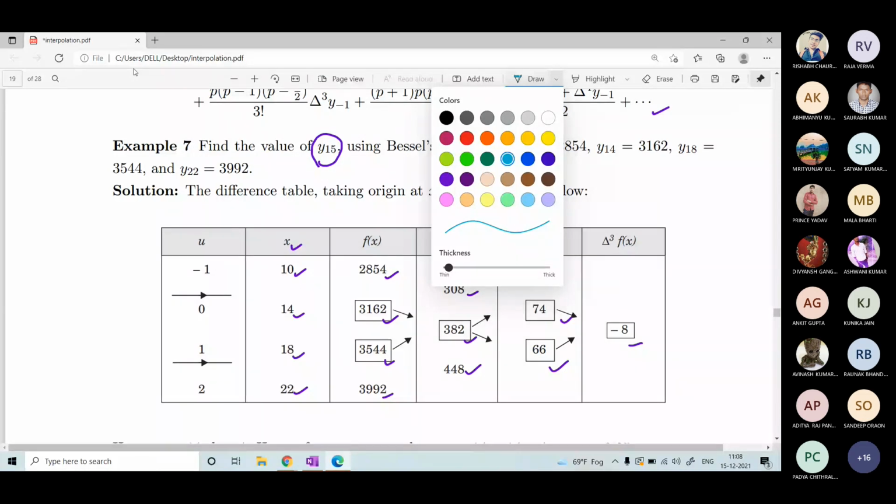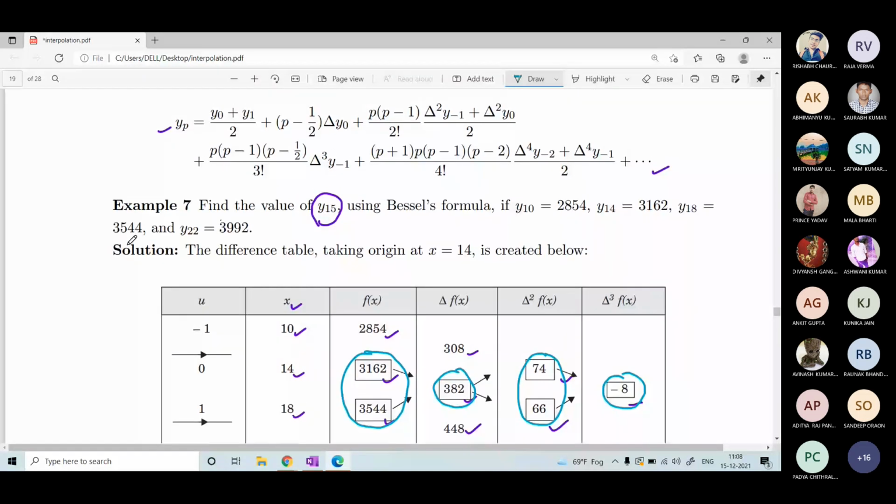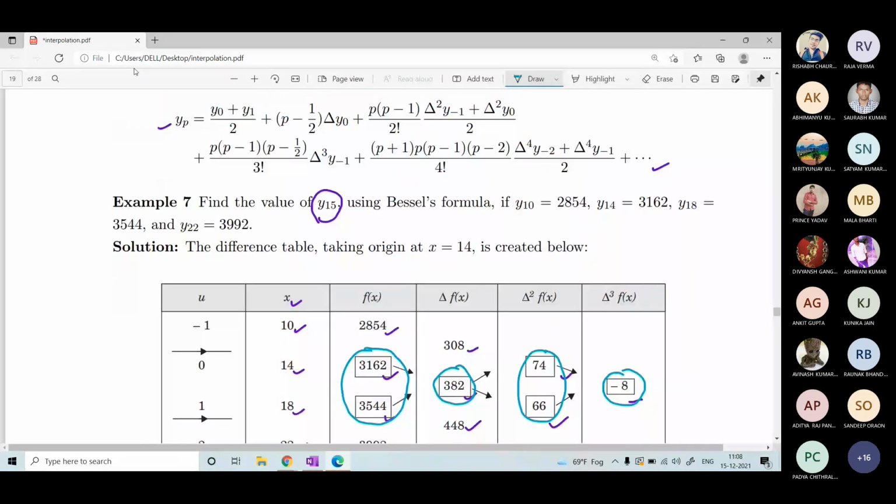First these two elements in y, then this element in first order forward difference, then these two elements in second order forward difference, then this element in third order forward differences. So these elements you will have to take in your calculation in the Bessel's formula. Now you simply write down the Bessel's formula, which is given here. If I represent it by equation number A, that is the Bessel's formula.